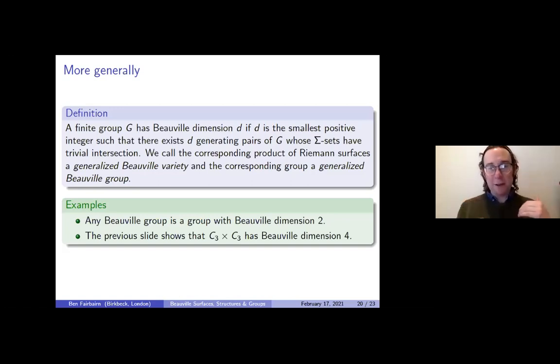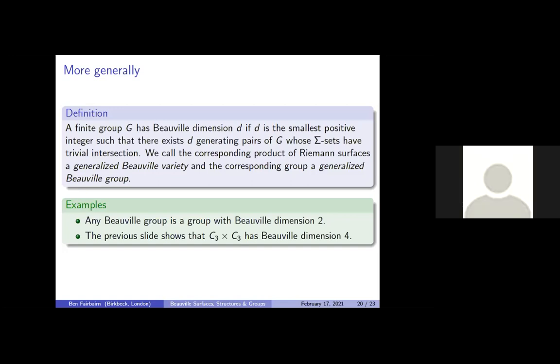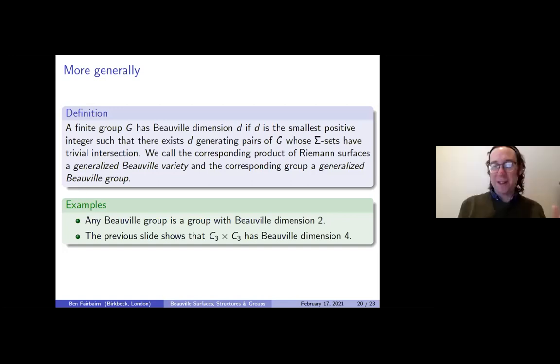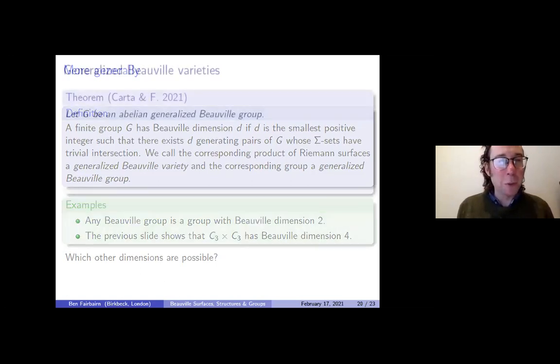And if you think about it, I can replace 3 with any bigger power of 3, because the elements that generate that group will always power up, or power down, I suppose, to elements of these cyclic groups of order 3. So the obstruction on the previous slide with the four sigma sets pairwise not being separate, you can hit the same problem there. So there's infinitely many examples of Beauville dimension 2 and infinitely many Beauville dimension 4, which raises the question of, well, what else can happen? What other dimensions are possible?